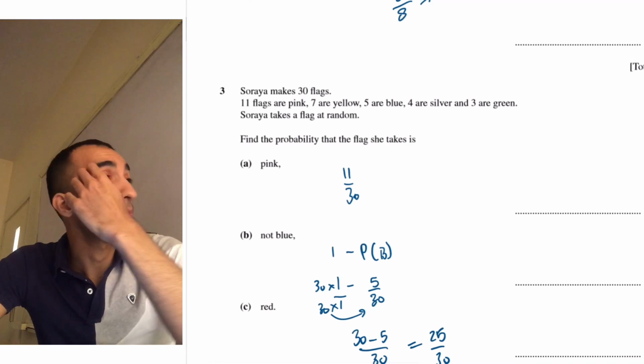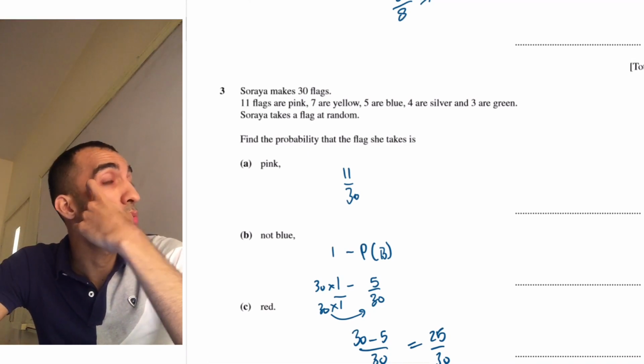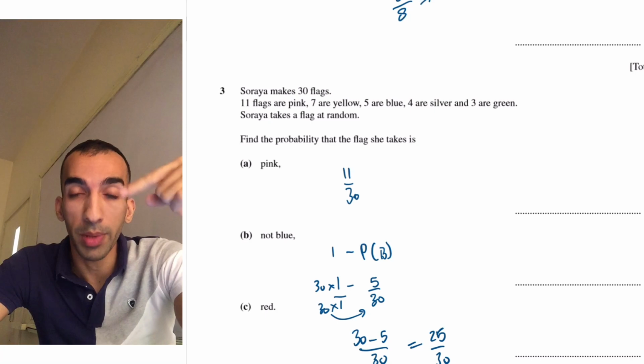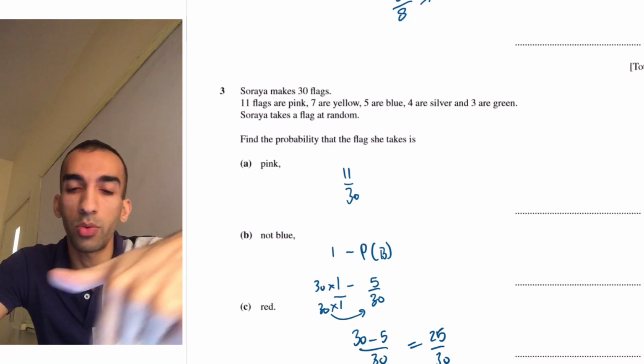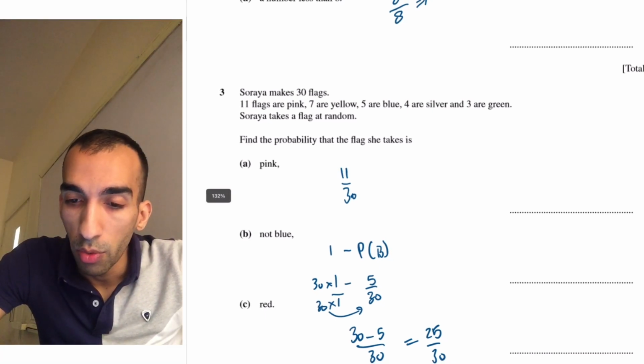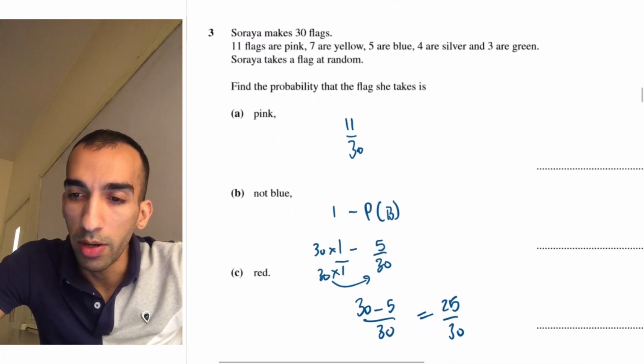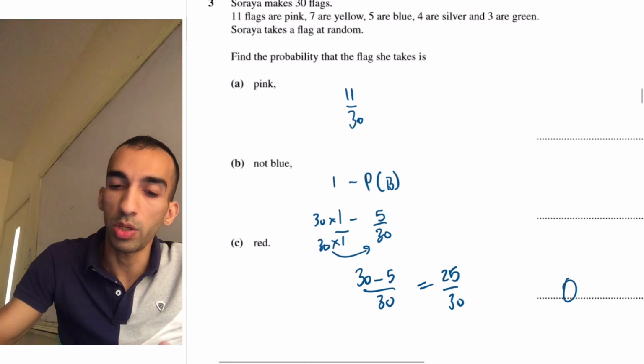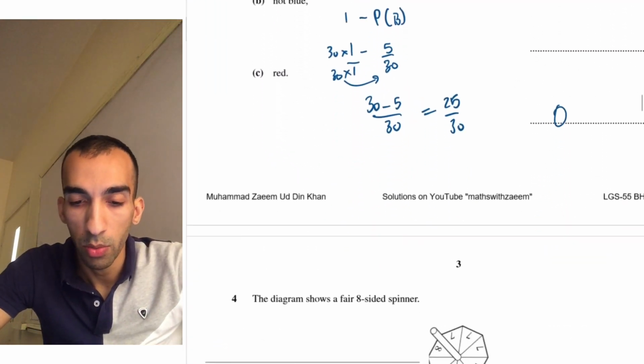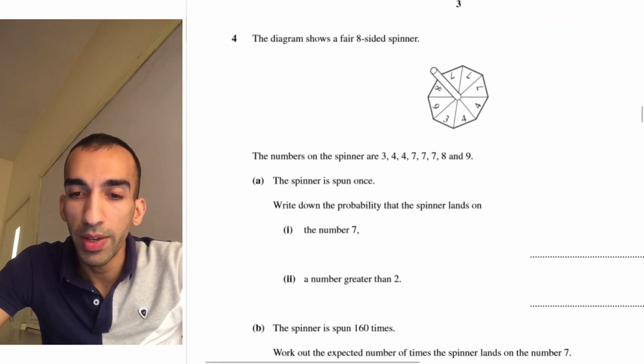But remember, Cambridge requires you to be able to do this technique as well, where you subtract the previous answer or another answer from 1 to get the current answer. Red. What is the probability that she takes a red flag? There are no red flags, so 0 out of 30, which is 0.